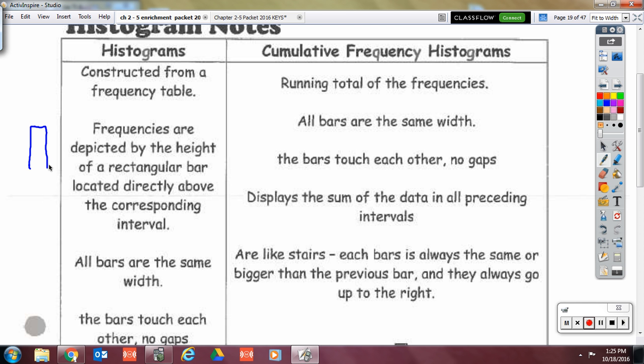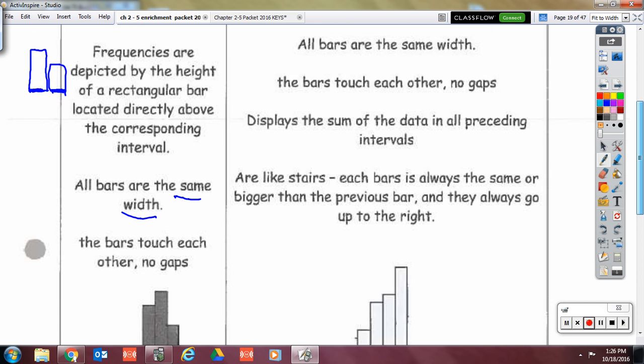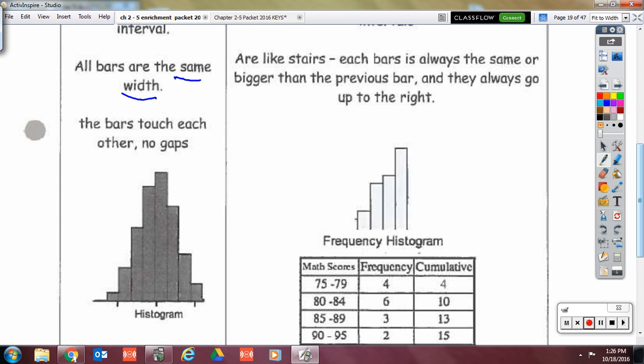All right? Now, the bars need to be the same width. That means the width of the bins needs to be the same. You cannot have one that's 2 pieces of data wide and then another one that's 5 numbers wide. The bars touch. There are no gaps. Okay, so here we go. So there's an example on that. And we'll talk about cumulative frequency next. But let's go ahead and draw some histograms.